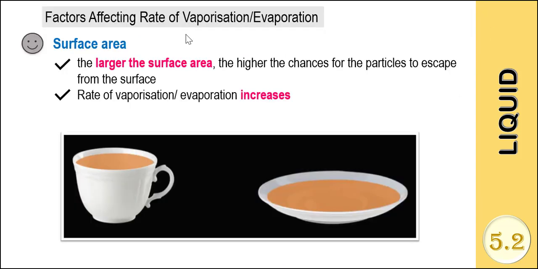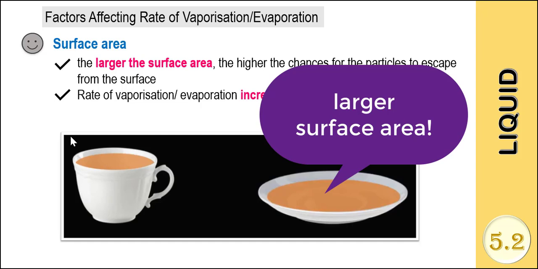There are three factors that will affect the rates of vaporization or evaporation. The first one is the surface area. The larger the surface area, the higher the chances for the particles to escape from the surface. Thus, the rate of vaporization or evaporation will increase. That's why we are able to sip hot drinks from a saucer faster than from a cup. This is because the surface area of the saucer is bigger than the surface area of a cup.